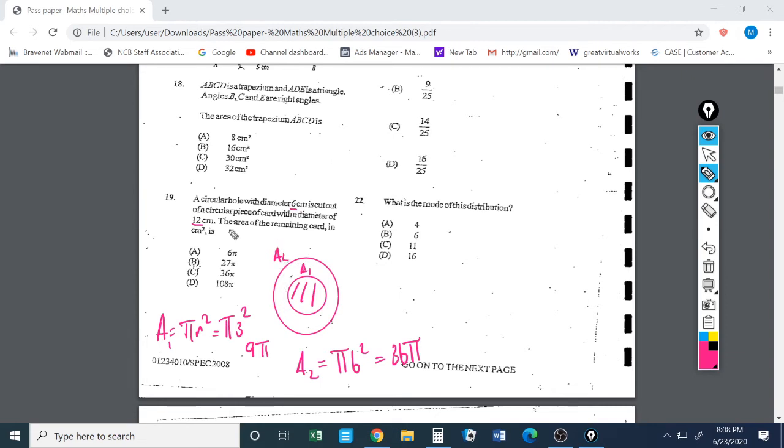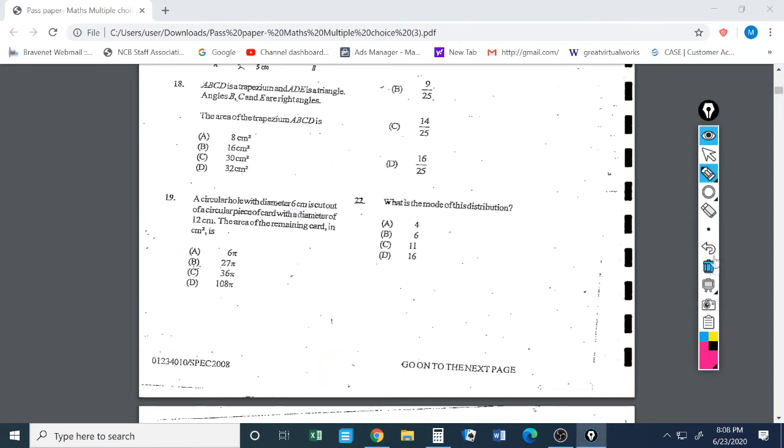So to find the remaining card, because remember we cut out here, the remaining card would be 36 pi minus 9 pi, and we would end up with 27 pi, and that would be our answer. Our answer would be B. Okay, guys? Nice.